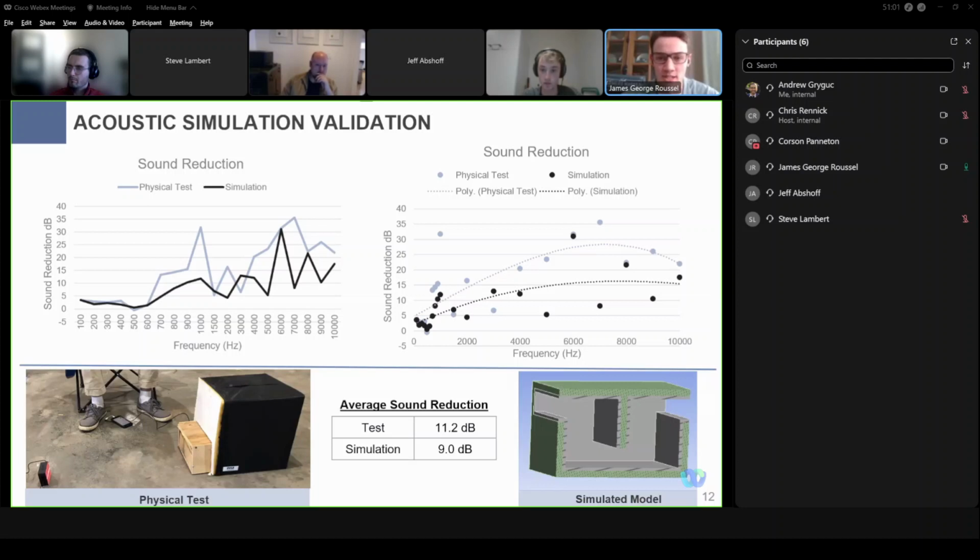We fit a cubic trend line to both the physical test and simulation, and they follow the same path, starting a bit lower at the lower frequencies and then getting higher as we increase the frequency. And then in the bottom there, you can see the average sound reduction is quite close. So we deemed these simulations as valid, especially because our simulations are slightly under predicting the sound reduction.